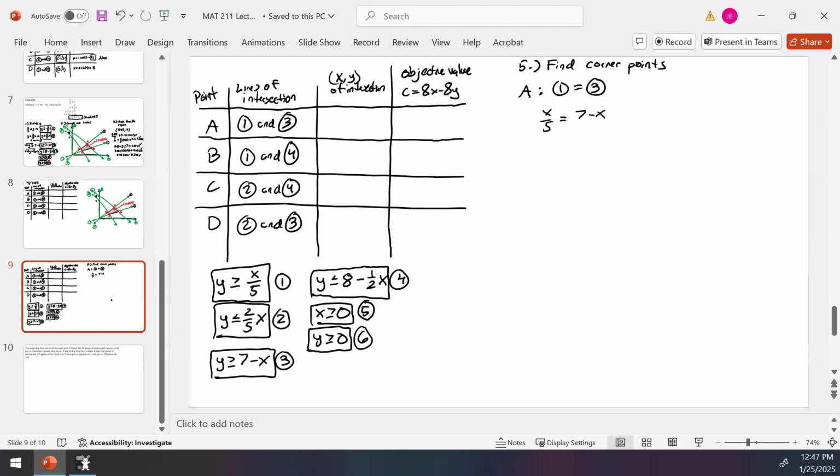X over 5, so the opposite of division by 5 is multiplication by 5, so I multiply both sides by 5. And so x is equal to 7 minus x, times 5. I'm going to distribute the 5 into each term. x is equal to 35 minus 5x. And then from here, I am going to add the 5x over. And I get 6x equals 35. And then I divide the 6 over, and I get x equals 35 over 6.